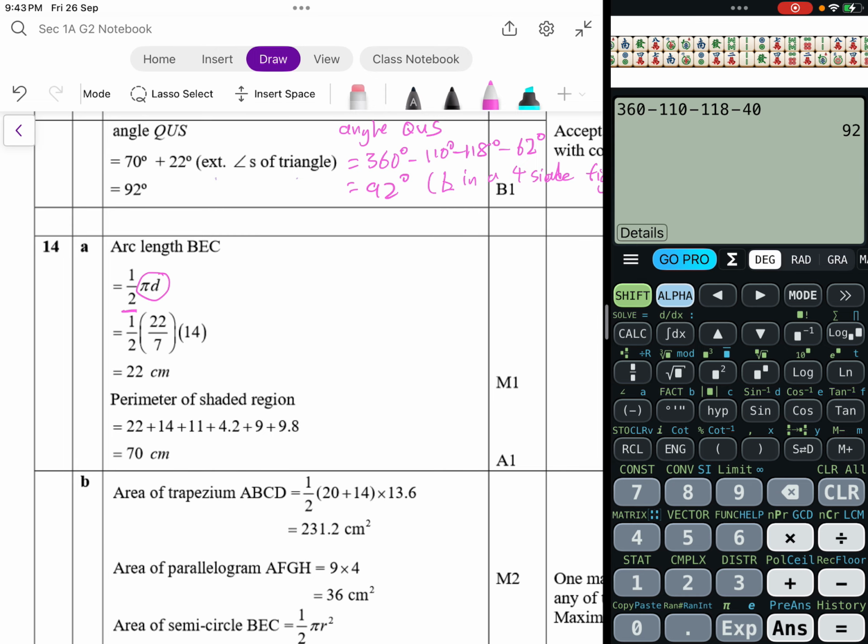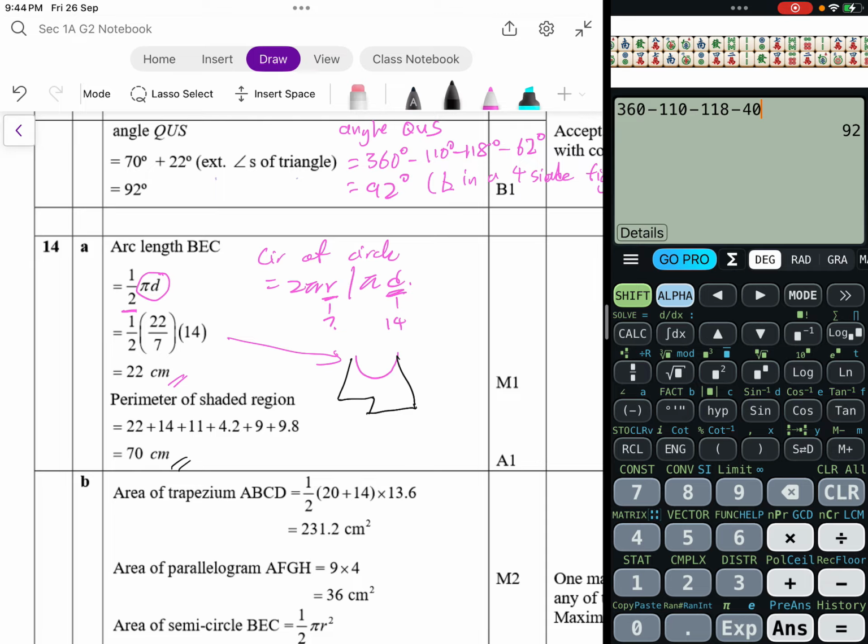Half times pi d. Remember that the circumference of a circle equals 2 pi r or pi d. Since the diameter is 14, the radius is 7, so you can use either one. Half times pi d for this part, you get 22. Then you add in the rest, which are given: this one, this one, this one, this one, this one. Add everything and you get 70.